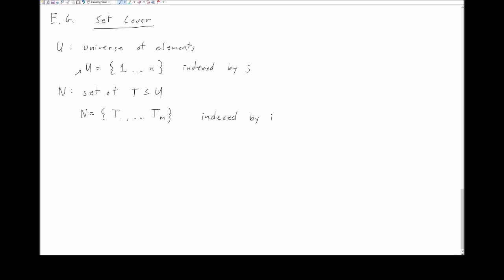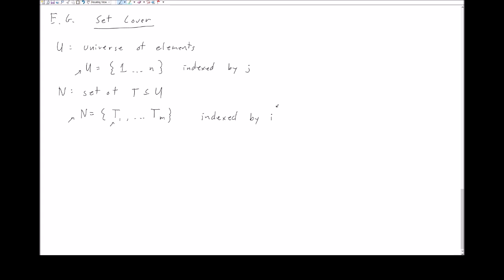We also have this set of sets, N. N is going to be a set of particular subsets, and each one of these particular subsets we've denoted by T, and we've indexed these T's by i. So N is going to be the set of all of these subsets. This is the input to our set cover problem.